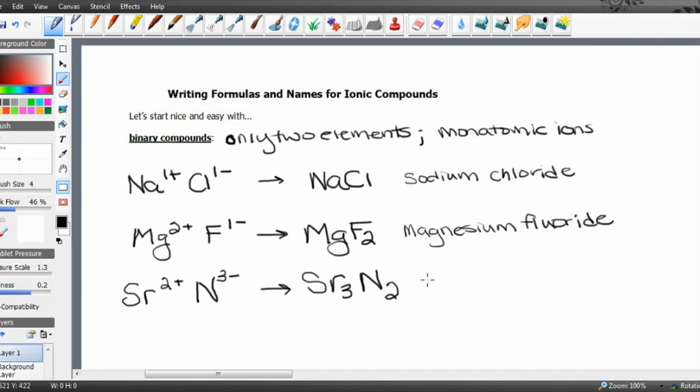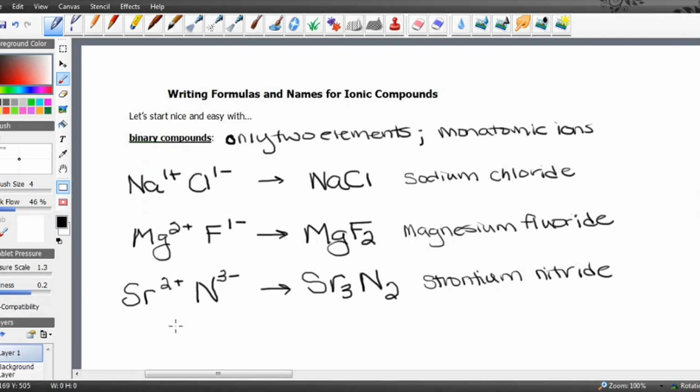And if I want to name this ionic compound, all I have to do is name my cation. Don't change its name in any way. This is strontium. Change the ending of your anion, which is nitrogen, to nitride.